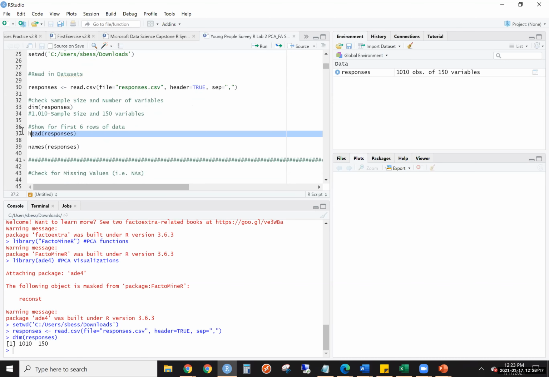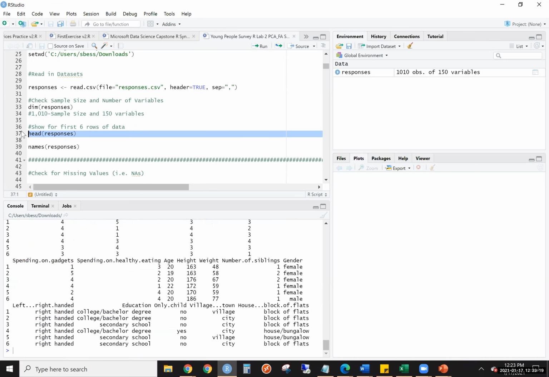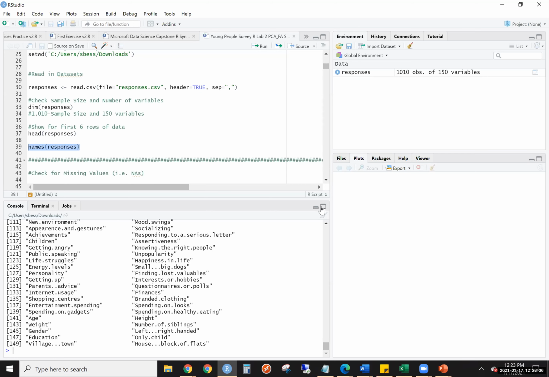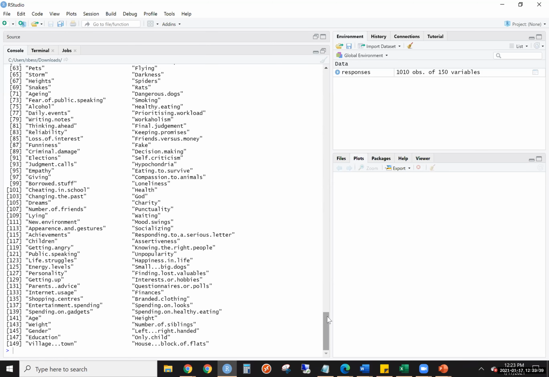Now I'm going to check the head to see if this data got read incorrectly. This is a survey. And so you can see all this data was read incorrectly. Some of it is categorical data and some of it's continuous data. And we are going to eventually have to subset out the numerical data. But before we do that, we're going to check the names. And we're going to see there's 150 variables and 150 names on here.